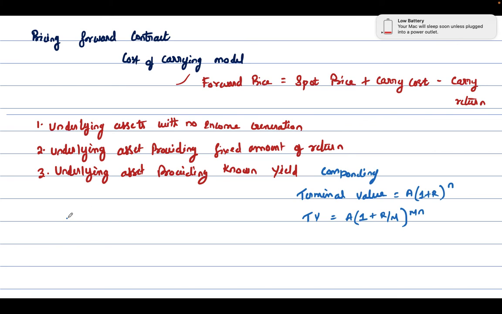Suppose we take A, the investment, as 100. The rate of interest is 10 percent per annum. The number of years is 1 year, and it is compounded once per annum. Then the terminal value TV will be 100 into (1 plus 10 divided by 100) to the power 1, with the number of years being 1. So the value you will get is 110.